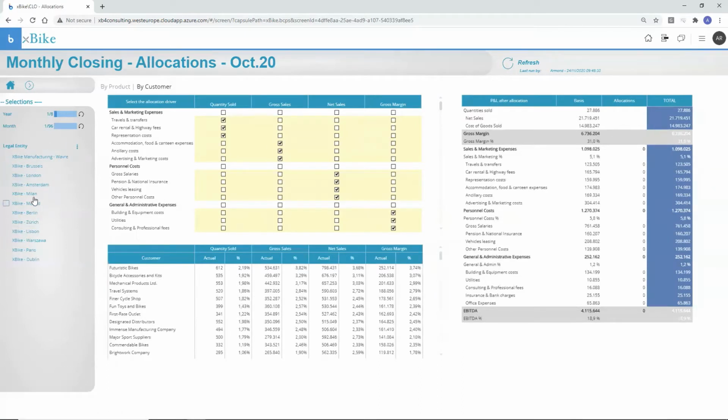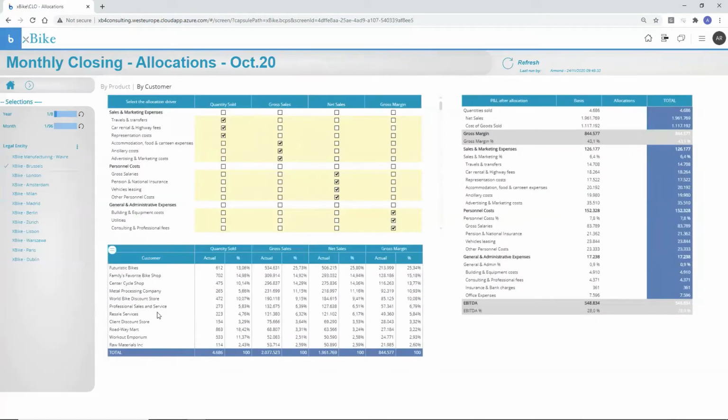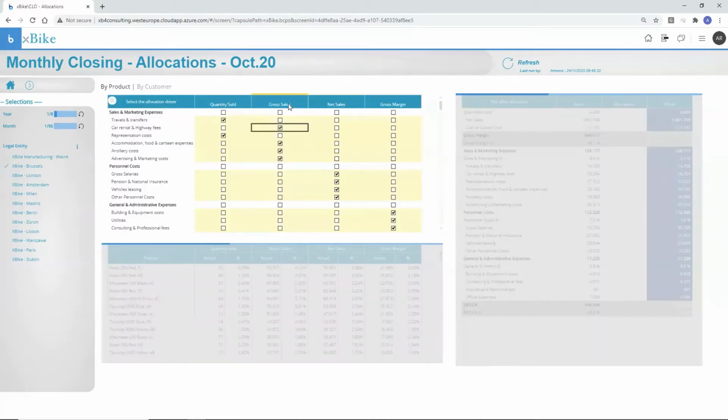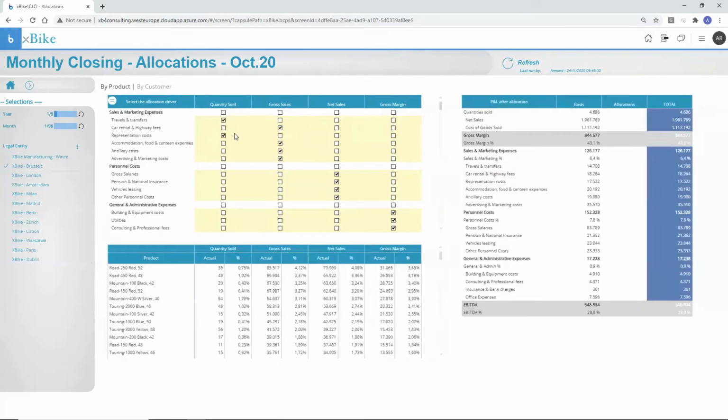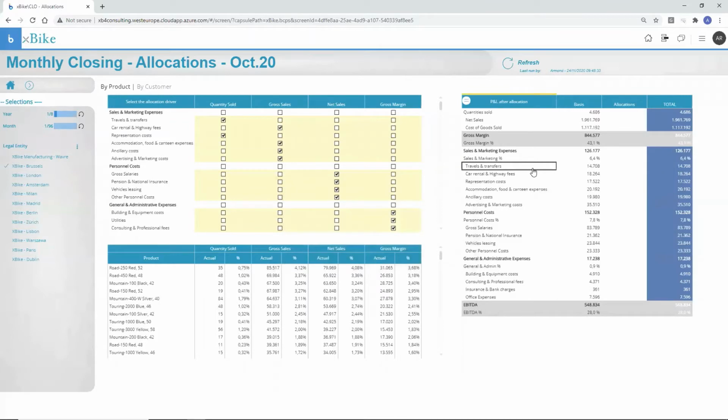I can do this also by company. So if I choose, for instance, one company, I have fewer customers and fewer products related to that company. I can say, for instance, okay, this one, I want to allocate it by gross sales and not by quantity sold. If I drill down now my P&L by product, I see that everything is on not available product, all the data that I have loaded. So the objective of this screen is to allocate these to all the individual products.